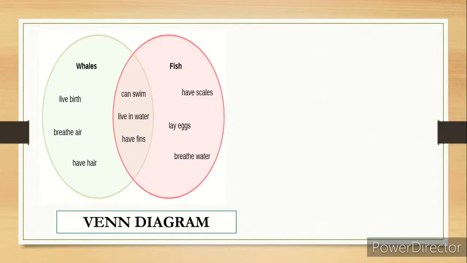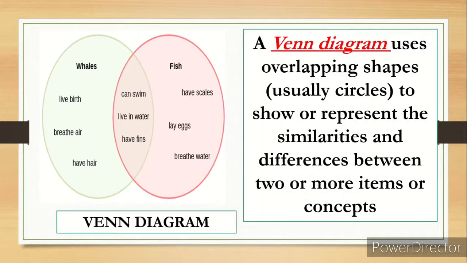Next, we have the Venn diagram. A Venn diagram uses overlapping shapes, usually circles, to show or represent the similarities and differences between two or more items or concepts. In this example, we are comparing whales and fish. So here we have their differences, and in the overlapping circle, we have here their similarities.